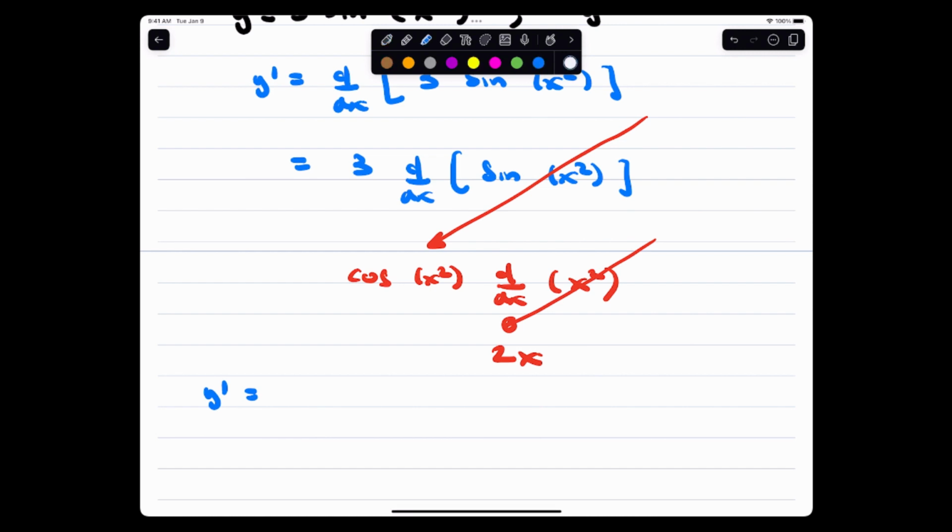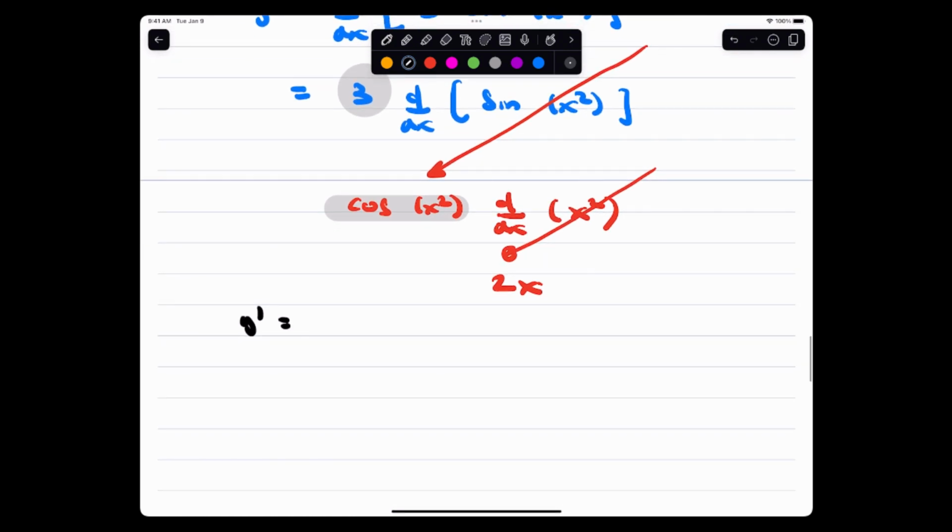So your first derivative now is, let's put it all together. Let's see what we have. We have the constant 3 cosine x squared. We got 2x. So all together now, looks like it's going to be what? 6x cosine x squared.